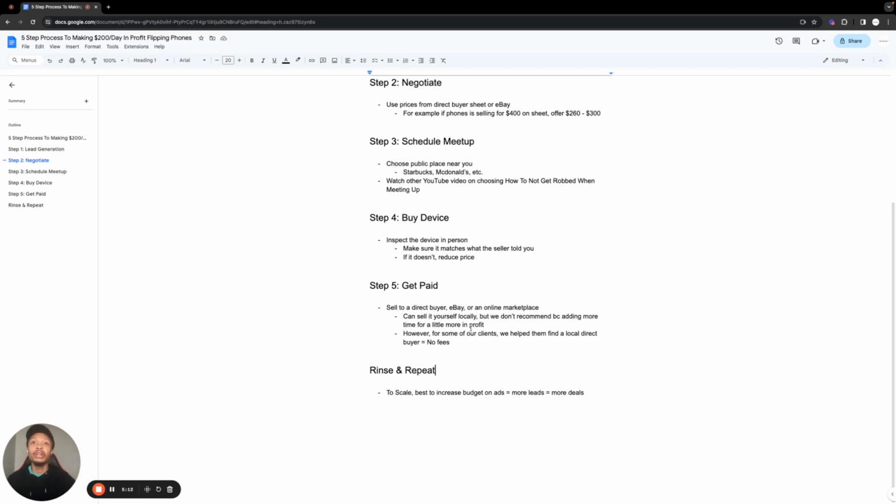However, when it comes to local, the only caveat to what I just said is if you're able to find a local direct buyer, then that would be awesome because you can just take your devices to that local direct buyer in your area, and they're going to basically be matching the direct buyers that we have, right? And it's a win-win situation because they're getting more devices and you don't have to worry about fees, because whenever you are selling to a direct buyer, you're going to have certain fees. It's going to be either shipping fees or PayPal fees, however you get paid.